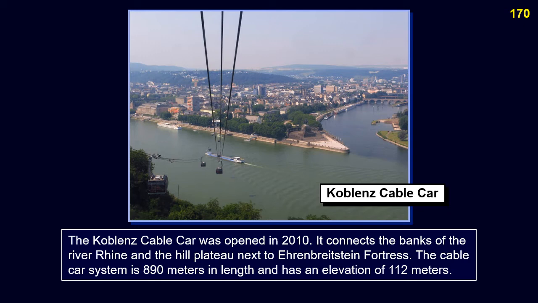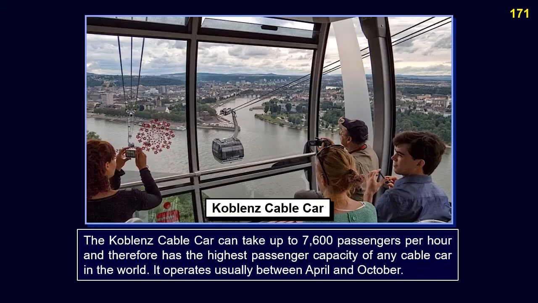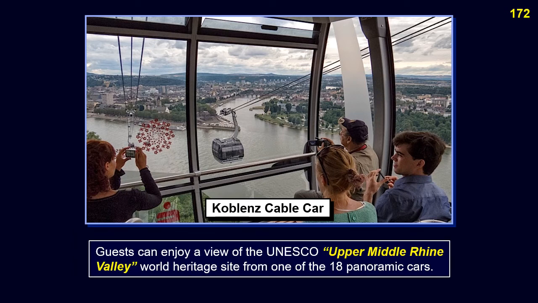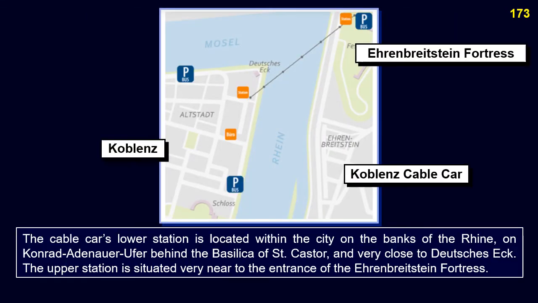The cable car system is 890 meters in length and has an elevation of 112 meters. The Koblenz Cable Car can take up to 7,600 passengers per hour, and therefore has the highest passenger capacity of any cable car in the world. It operates usually between April and October. Guests can enjoy a view of the UNESCO Upper Middle Rhine Valley World Heritage Site from one of the 18 panoramic cars.